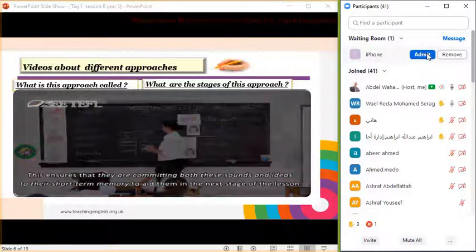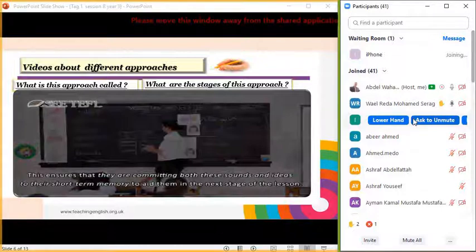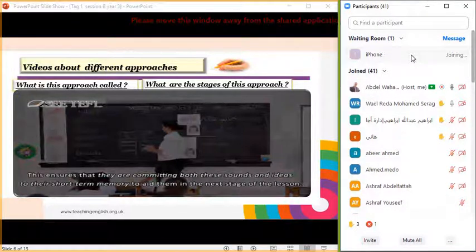Okay, go on, Mr. Wael. We hear you. The stages are: the teacher gives a model. Then number 2, check understanding. The third, correct the mistakes. And giving feedback. Okay, thank you, Mr. Wael. Is there any idea? Who can speak?